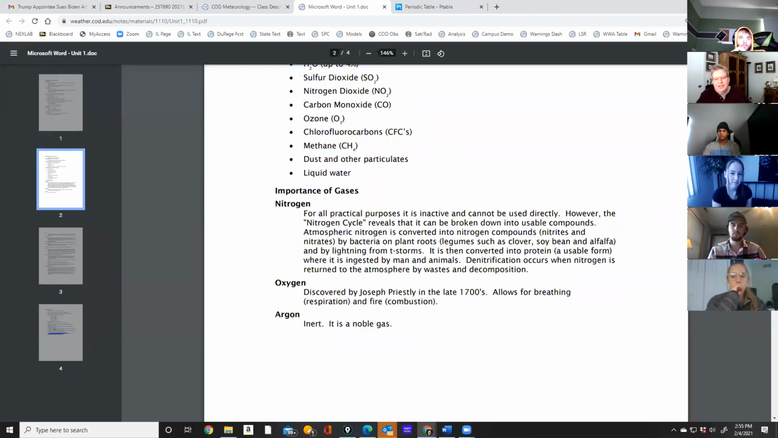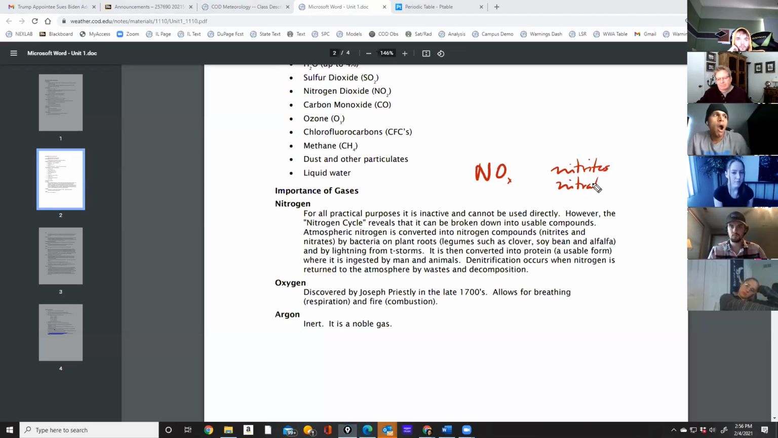So nitrogen says we're going to break it down. N2 needs to be broken down into usable, actionable compounds. Those compounds of oxygen are NO2 or NO3, something along those lines. Maybe we would say NOx. And they're known as nitrites or nitrates. Whatever that means, right? And then they're usable. So what's the usable form?